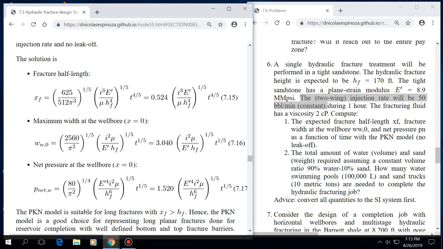All right, guys. You have something already? What about fracture half length? You said you wanted us to do it in SI units first, so convert everything to SI and then convert it later. Yes.